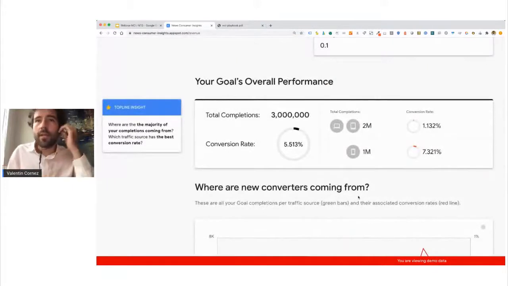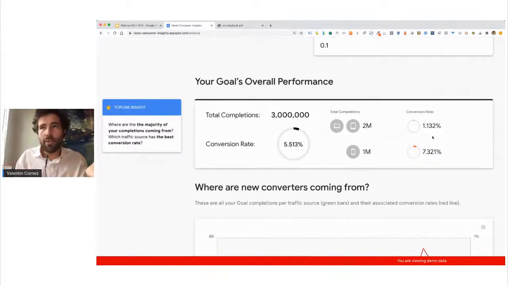Now let's go down. That's where we start bringing more information about conversions. You will see there the total number of completions for that specific goal and the conversion rate, right? So what's the average conversion rate on your site for that goal? And we're going to break down that information per device. So how many completions per device and what's the conversion rate?